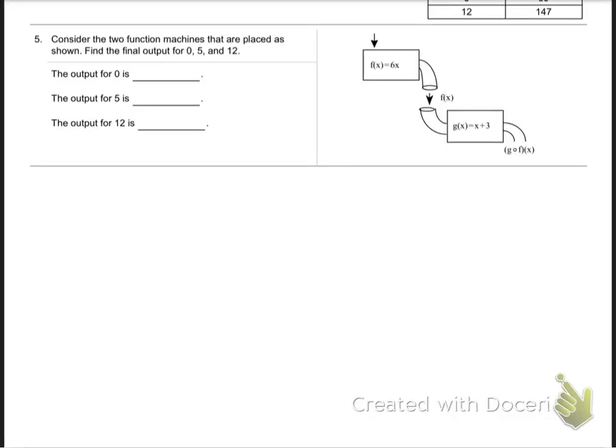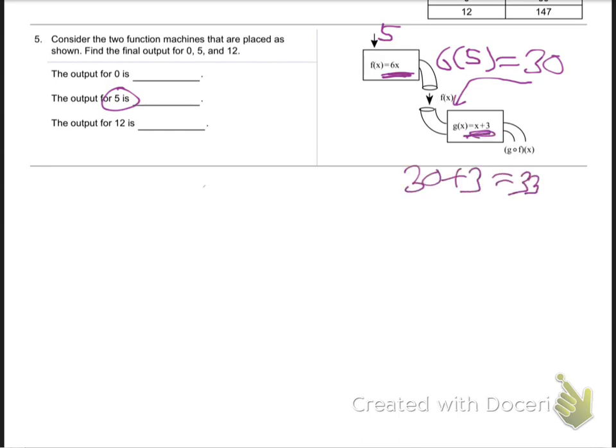Okay, let's try the next one. Now we're going to put in 5. It's 6 times 5, right? Whatever you plug in times 6. That'd be 30, and then put that in here. And whatever you plug in, add 3. 33. The middle one's 33.